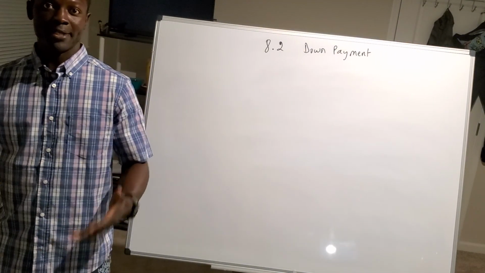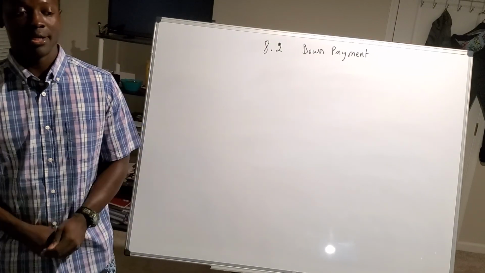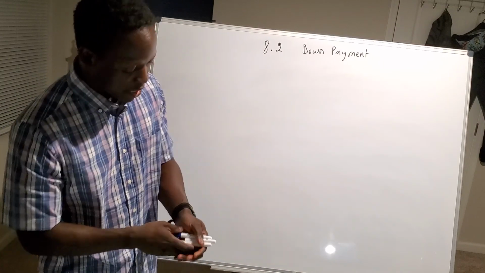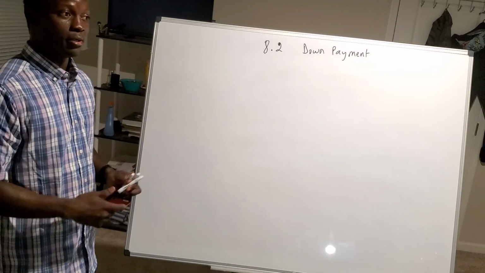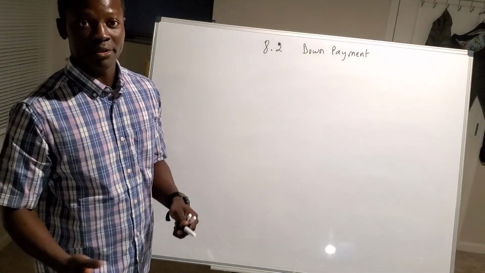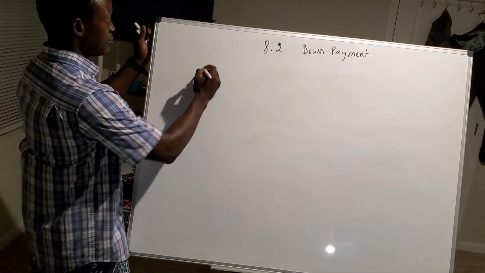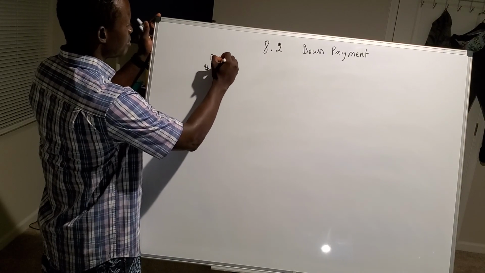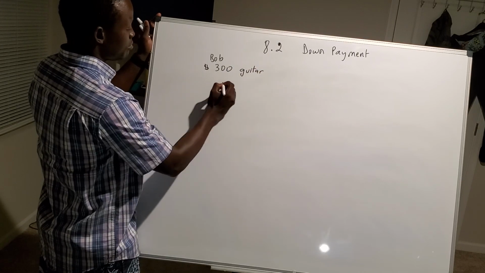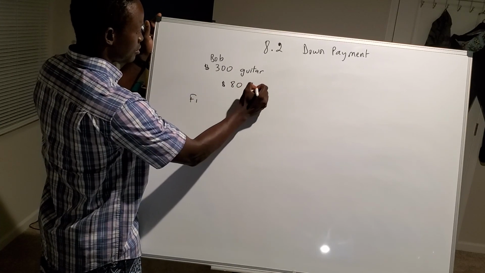In this section, there's not much to be talked about, because everybody knows what a down payment is. When you're making a payment for a car or house, you need a down payment. Or when you're buying anything, if you go rent to own, you might have to put a down payment. If you buy furniture, you might put a down payment. Again, a down payment depends on the structure. Let me give you an example. Let's say Bob is buying a $300 guitar, and the down payment could be $80, right?